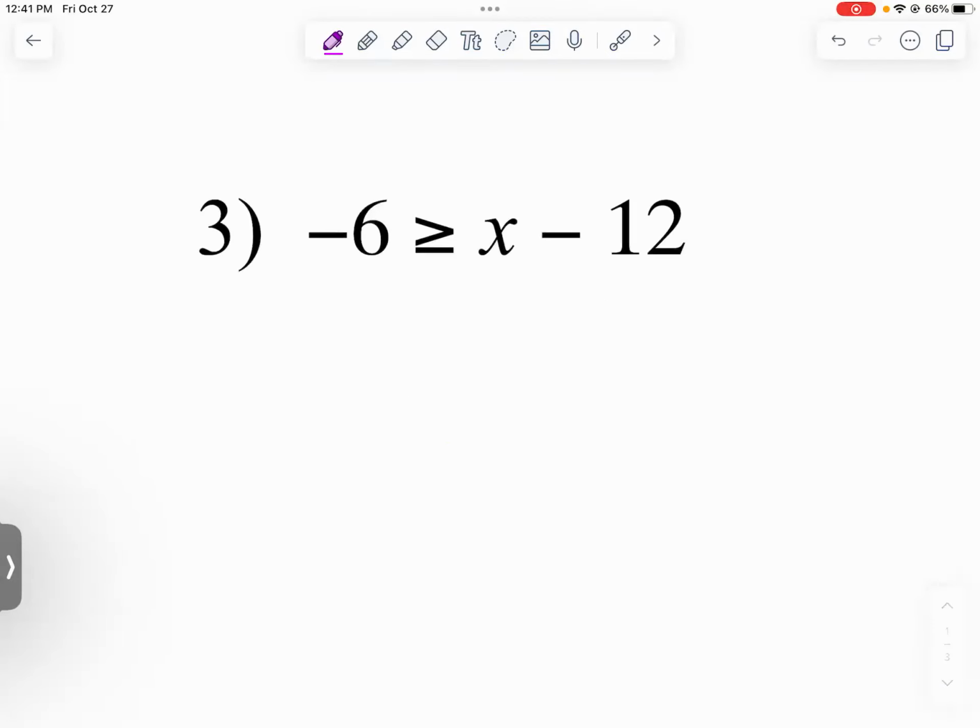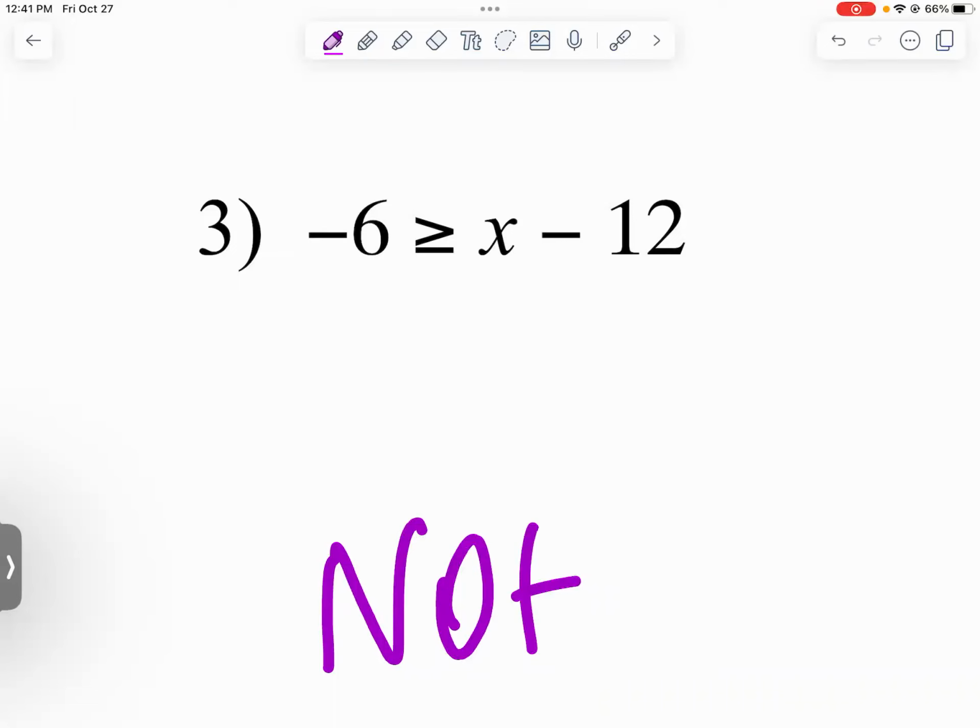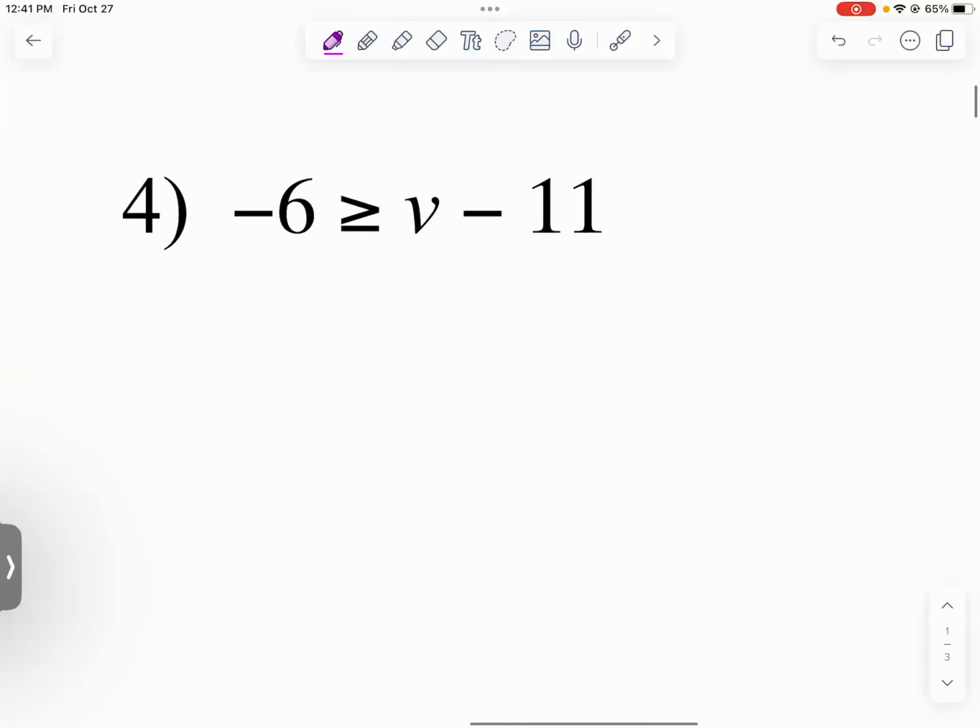On the first step, would we flip our inequality sign? Thumbs up, yes. Thumbs down, no. Would we flip our inequality sign on the first step? Giselle, why not? What is our first step? Oh, we gotta add 12 to both sides. Adding and subtracting isn't even a time where we would flip the sign. It's only multiplying or dividing by a negative. Okay, thumbs up, we flip it. Thumbs down, we don't flip it. On our first step, are we gonna flip or not flip?